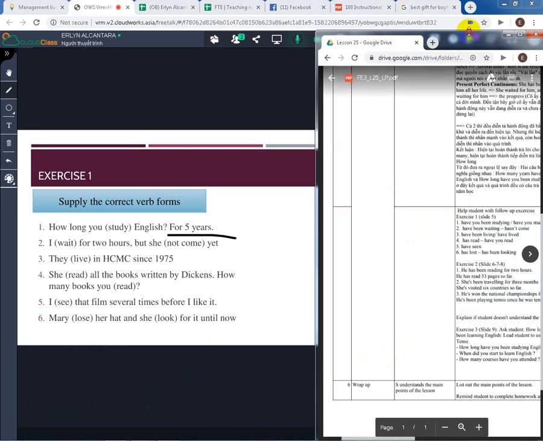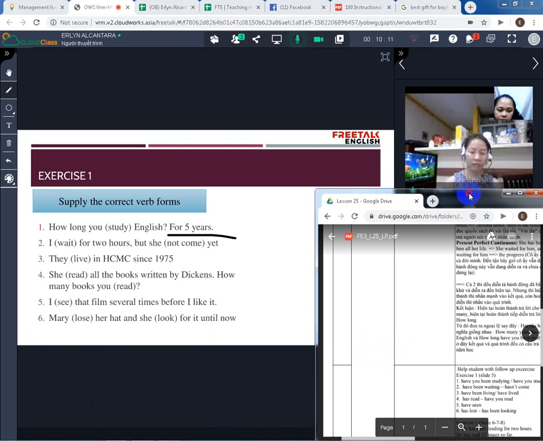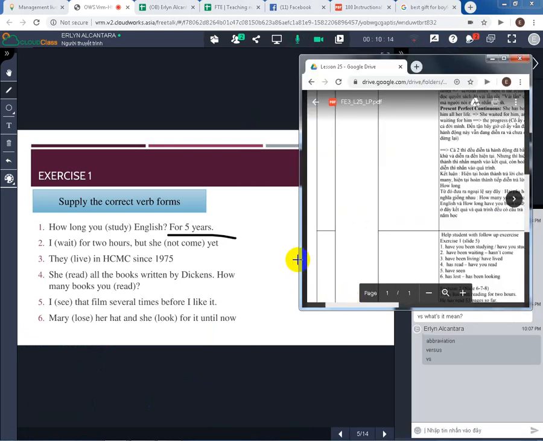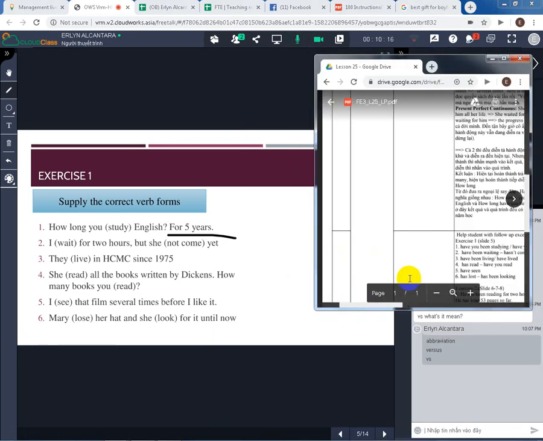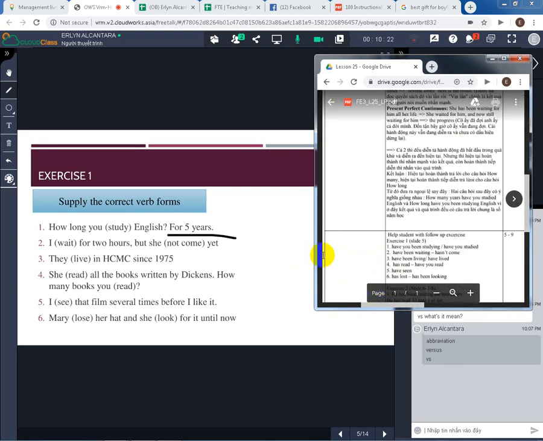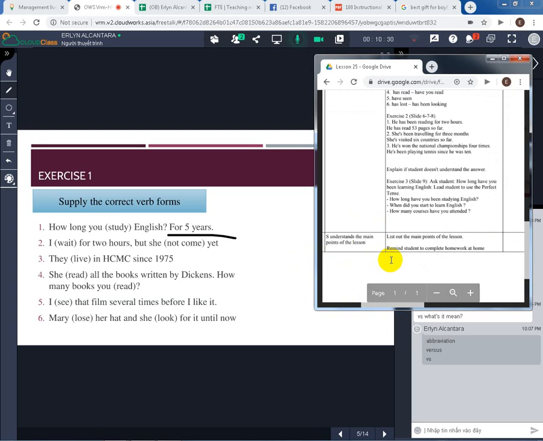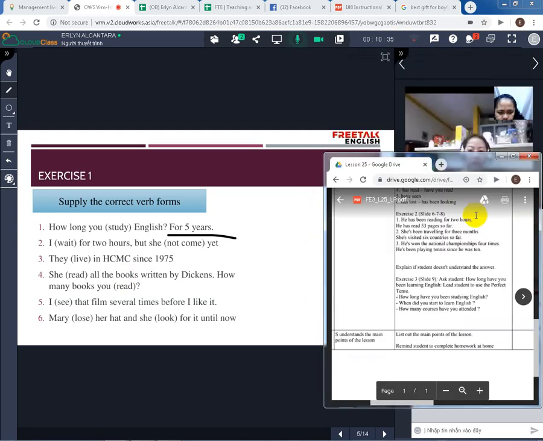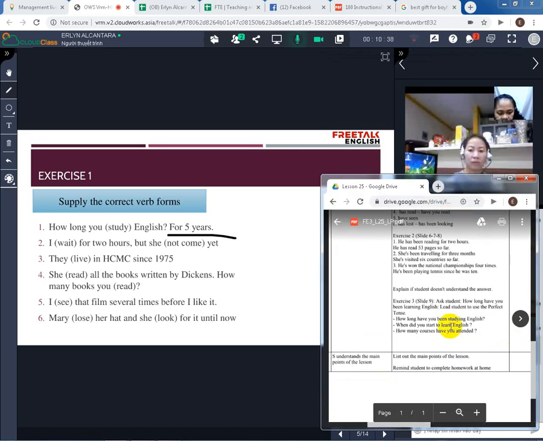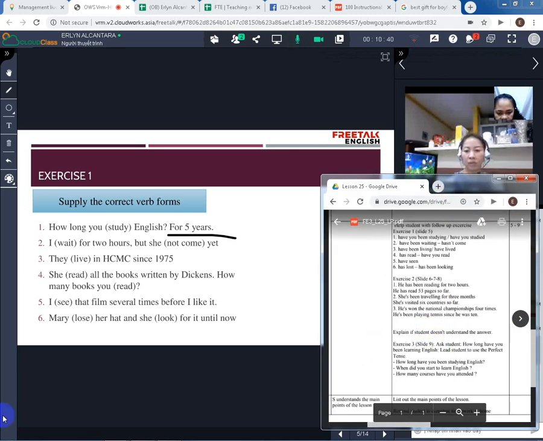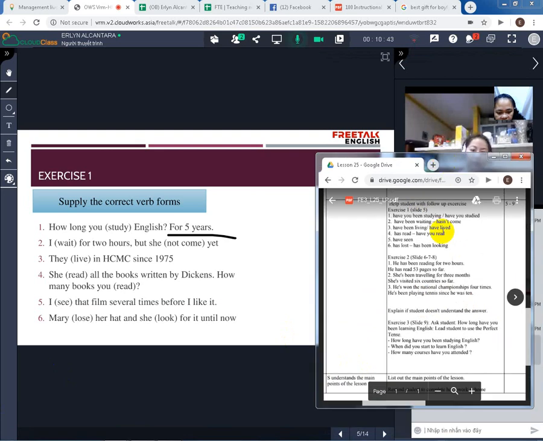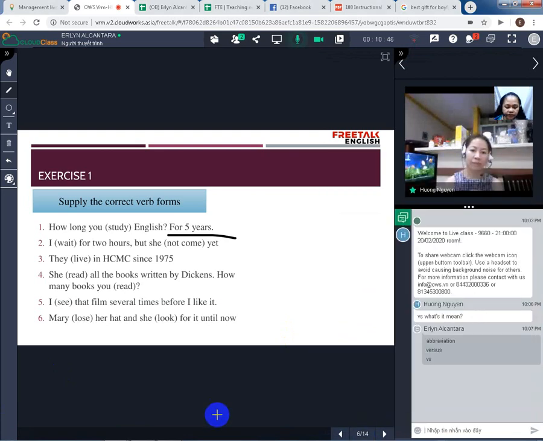Last one. Mary. Mary has lost her head and she has been looking it until now. Okay, Mary has lost. Very good. Mary has lost her hat and she has been looking for it until now. Okay. Is there any other sentence or any other words that you do not understand? No. So everything is clear. Okay. So if that's the case, then we move to the next slide.